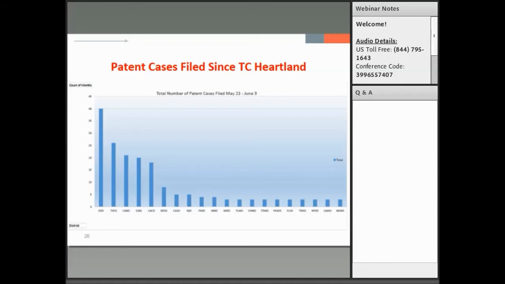But other jurisdictions like the Northern District of California, the Northern District of Illinois, the Central District of California are right there with Texas, and you see a fairly even distribution after that amongst numbers 6 through 20. So we're already starting to see some of this redistribution of patent cases.